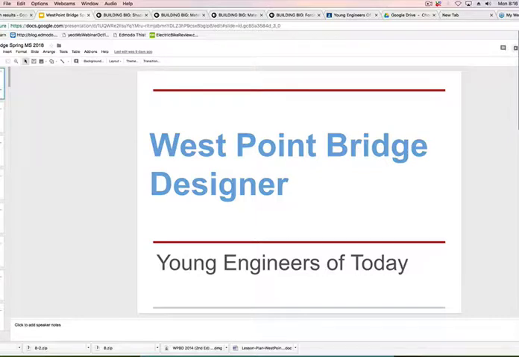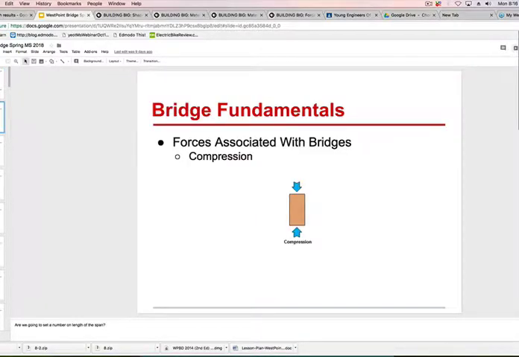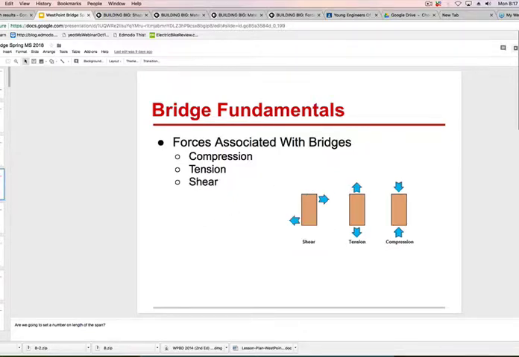All right. So you have bridge foundation. Bridges form with compression. They push in either end like this. Tension, they pull apart. Think of a rope. You can pull a rope. You really can't push a rope. And then you have shear. One going this way, the other one going through the top.